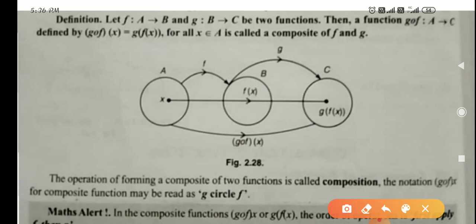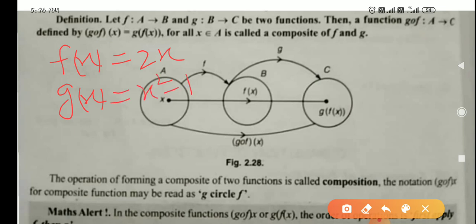One more example I will give. If there are two functions f and g, f(x) equals 2x and g(x) equals x squared minus 1. You have two functions f and g. Now how can we make the composite function gof(x)? As I told you, the meaning of gof(x) is g(f(x)).